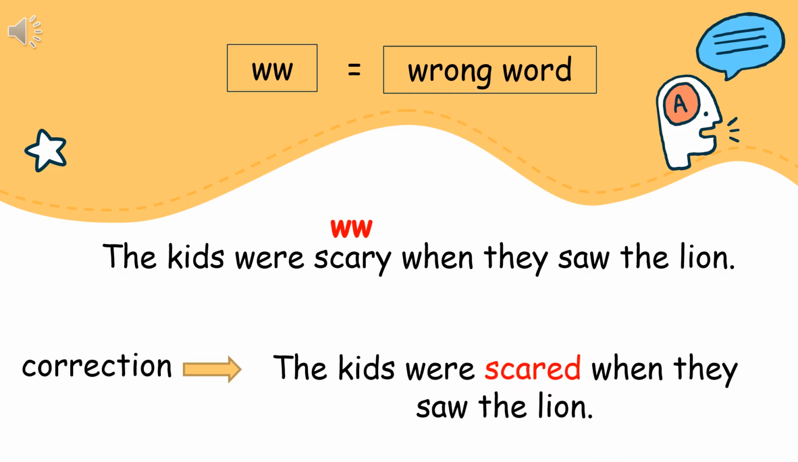The second proofreading symbol is WW, which means wrong word. That is, you use the wrong form of the word. For example, in the following sentence, the word scary is used in a wrong way, because scary is an adjective used to describe something that causes fear or fright. But in this sentence, kids is the noun that is described. That's why there is the WW proofreading symbol above it.